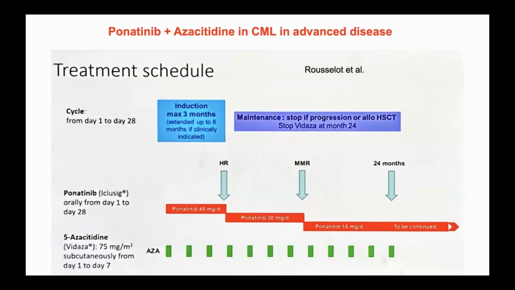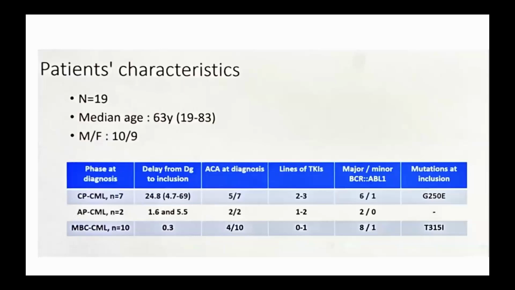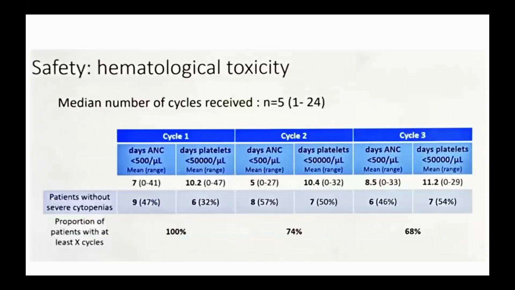in a very well-designed way, starting dose 45 milligrams as an induction, then dose reduction in case of hematologic response to 30, and then to 15 milligrams Ponatinib, and a fixed dose of azacytidine 7 days per month in addition. These are the cohorts: 7 patients with chronic phase, 2 with accelerated phase, 10 with myeloid blast crisis. The blast crisis patients and also the late chronic phase and accelerated phase patients had additional chromosomal aberrations in most patients.